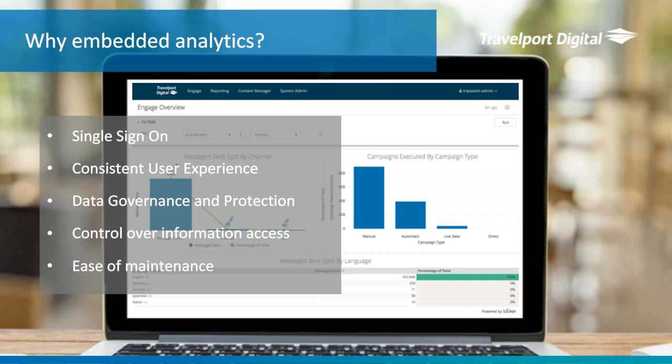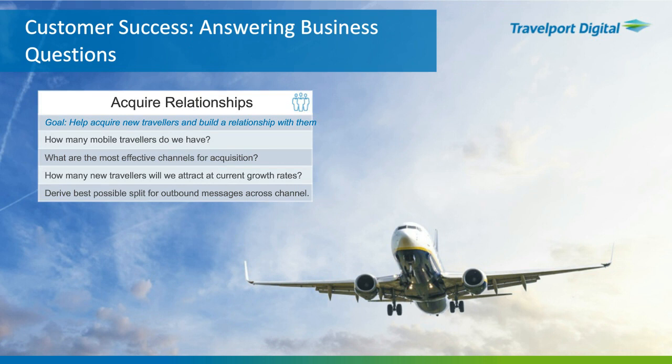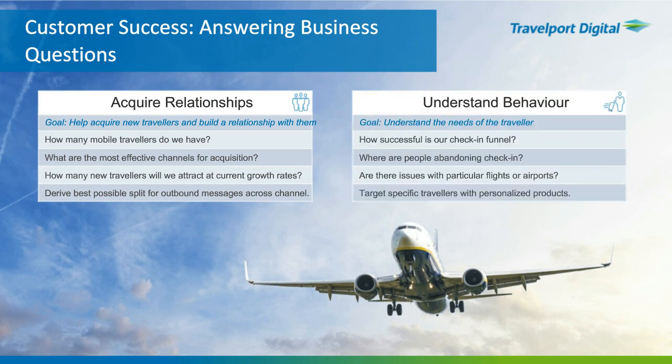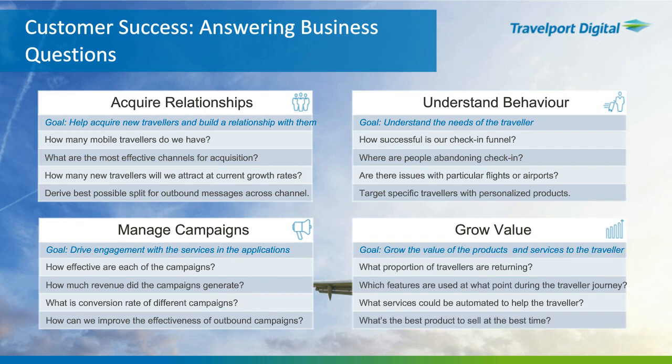Okay. So why is this a value to our customers? So in order to explain the value of the embedded analytics to our customers, we normally frame it in terms of the business questions that they actually have. So for simplicity, we normally put those questions into one of the 4 categories that you can see there. And each of the dashboards provides information to answer those business questions. So for example, if you take something like why are people abandoning check-in question, which is in the understanding behavior section.